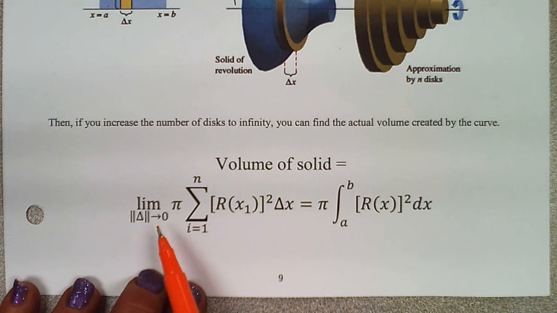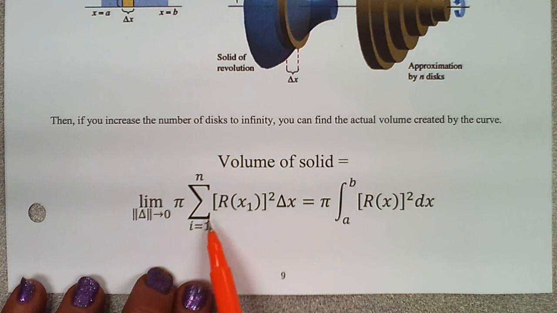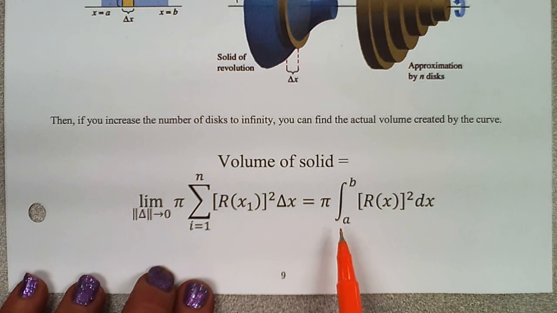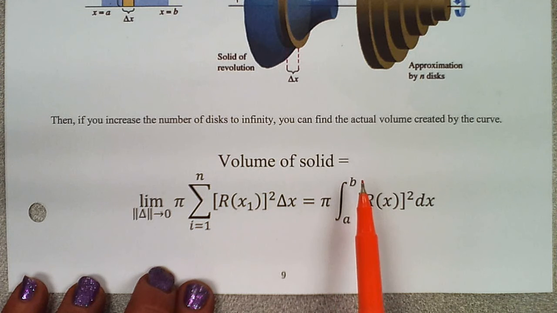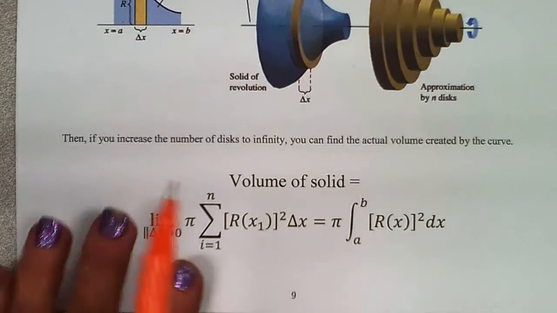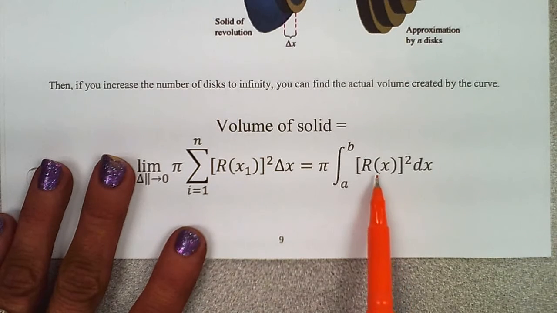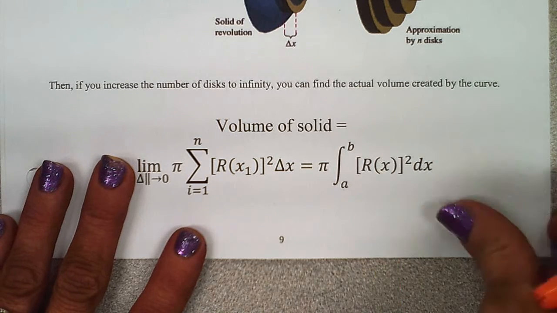But it's the same sort of thing that we were doing before, where you're just finding an infinite number of them. And then we learned that taking the limit of a summation is the same as doing an integral. So this is going to be the formula that we're actually going to use to find the volume of the solid that's created when we take a curve and we rotate it around an axis of revolution. So you're going to have your pi, the integral from a to b, so however far apart, so here a to b, so that distance between r of x quantity squared, which is basically just then our function squared, dx.